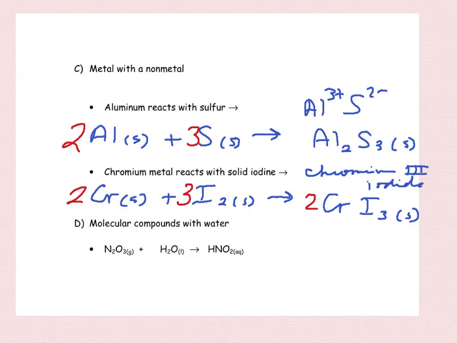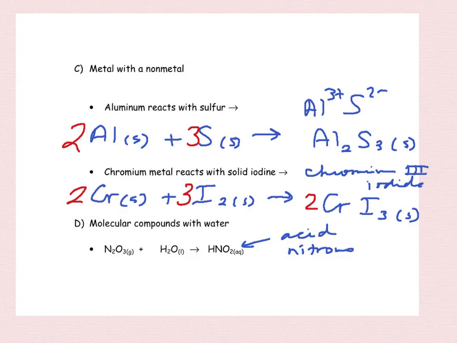Now if you put some molecular compounds with water, the example I've given you here on this page is N2O3, dinitrogen trioxide, and that comes together with water, you're going to get HNO2, aqueous. This is a reaction that produces an acid. And that acid, NO2, is a nitrite, so this should be familiar as nitrous acid. And to predict that, I wouldn't expect you to be able to do, but I would expect you to be able to balance the equation if given the skeleton.